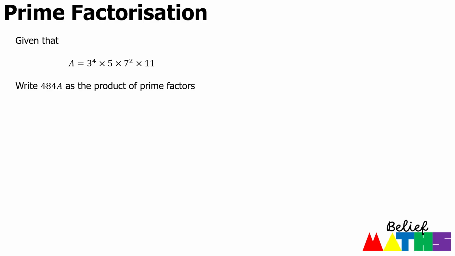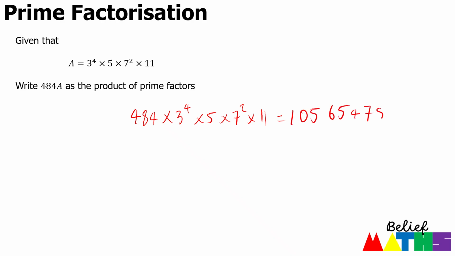In our case, however, all we have to do is in our calculator write 484 times 3 to the 4 times 5 times 7 squared times 11. And if we put that into our calculator, 484 times 3 to the power of 4 times 5 times 7 squared times 11, that gives us the following answer. It gives us 105,654,780.